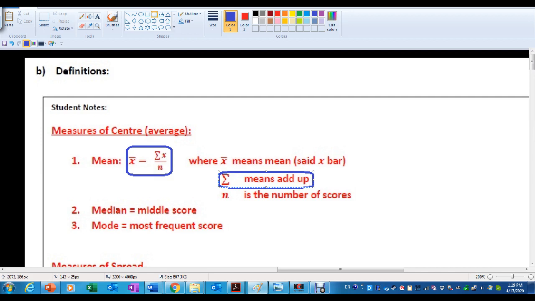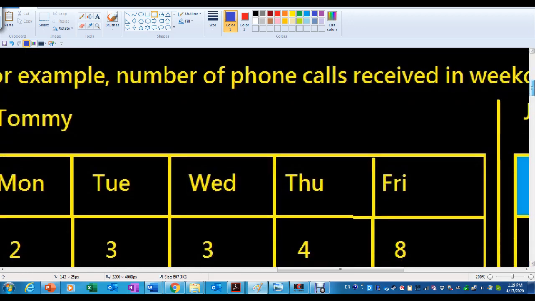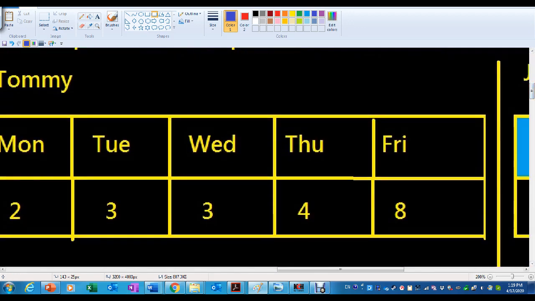Okay, so that's not quite unfamiliar for you guys, right? So you just add all the data and you divide by the number of data. Okay, so that's how we calculate our average marks for a particular subject. All right. Okay, so let me just give you a very quick example, right?